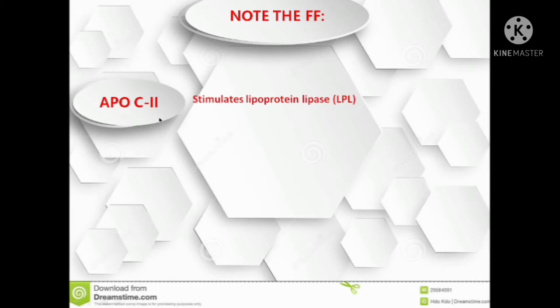ApoC2 stimulates lipoprotein lipase. So in the presence of ApoC2, the lipoprotein lipase will be activated and performs its function. If you lack ApoC2, if you are deficient in ApoC2, you can't activate lipoprotein lipase, and hence its function will be inhibited.